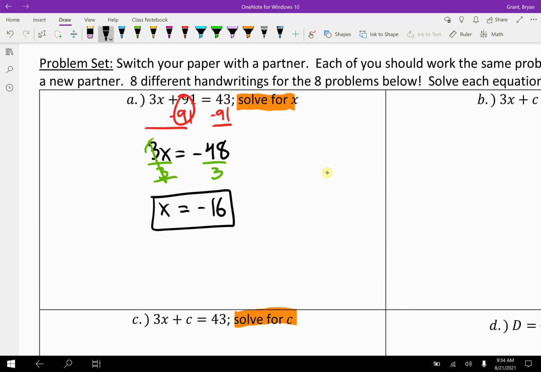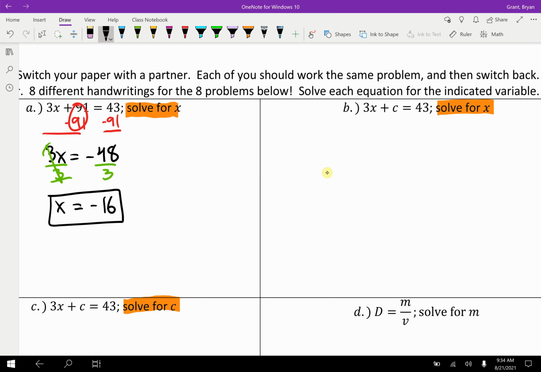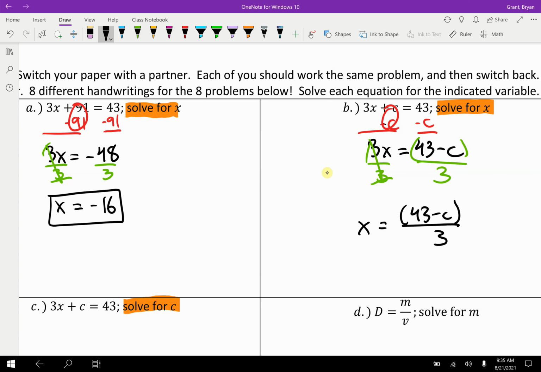There were only 2 steps here. We had to subtract and then divide. Let's compare that to part B because they look pretty darn similar. We're trying to isolate x, which means we need to remove the addition and then the multiplication. So I'm removing the addition with subtraction. This gives us 3x equals, less math. See, here you had to do 43 minus 91. That could have been aggressive. But 43 minus c is easy. We just write them next to each other. Moving on, last step, we need to divide both sides by 3. And that leaves us with x equals 43 minus c, all of that divided by 3.